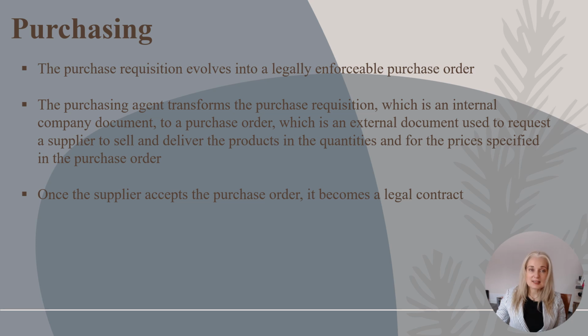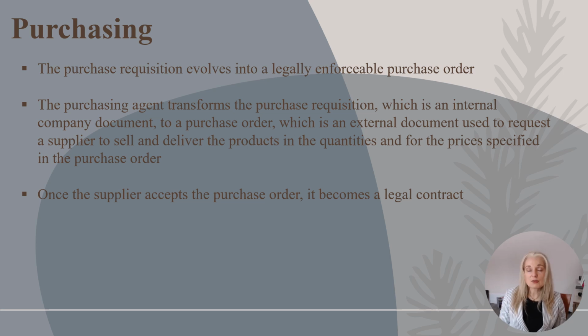Now we're going to discuss purchasing, and the purchase requisition evolves into a legally enforceable purchase order. So with your requisition, you're trying to figure out what you need, and once you select your vendor and you have some kind of a contract, you create a purchase order. The purchasing agent transforms the purchase requisition, which is an internal company document, to a purchase order, which is an external document used to request a supplier to sell and deliver the products in the quantities and for the prices specified in the purchase order.